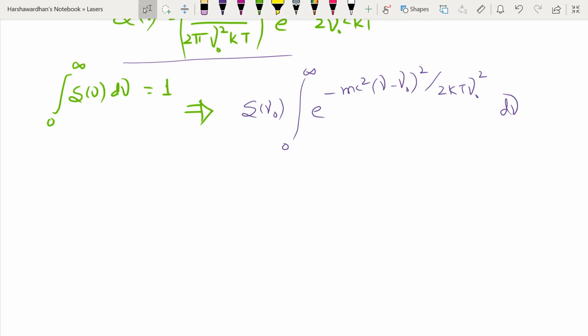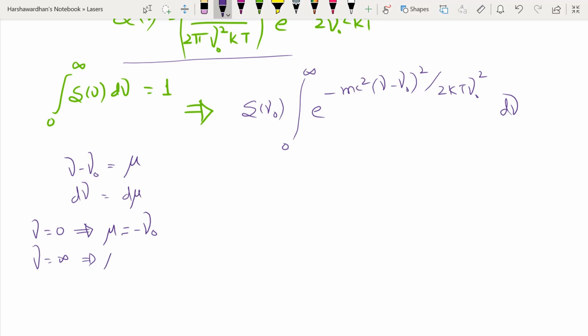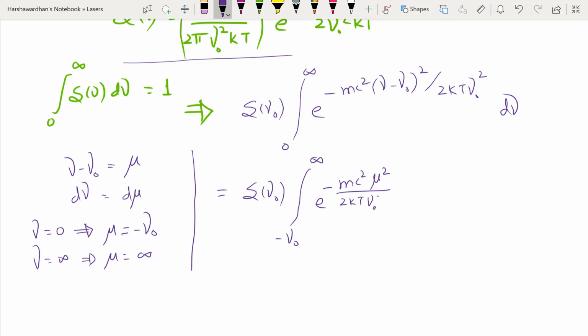Let's make a change of variable. Let me call nu minus nu naught, let's call it mu. So my d nu is d mu, and now I'm looking at the limits. When nu equal to 0, this implies that my mu is minus nu naught, and when nu equal to infinity, of course, mu is infinity. So putting all these together, I can equivalently write this as S of nu naught, integral from minus nu naught to infinity of exponential minus m c square mu square divided by 2 kT nu naught square, and this is d mu.